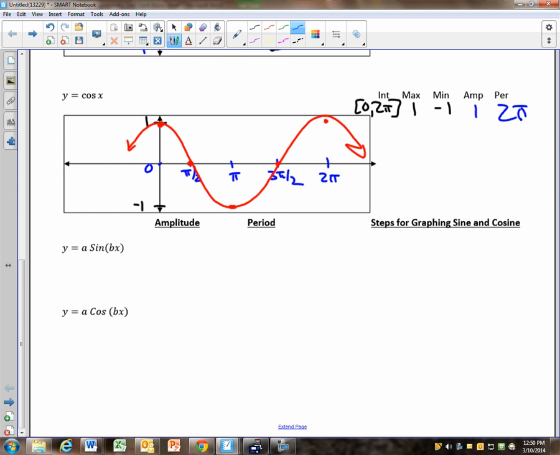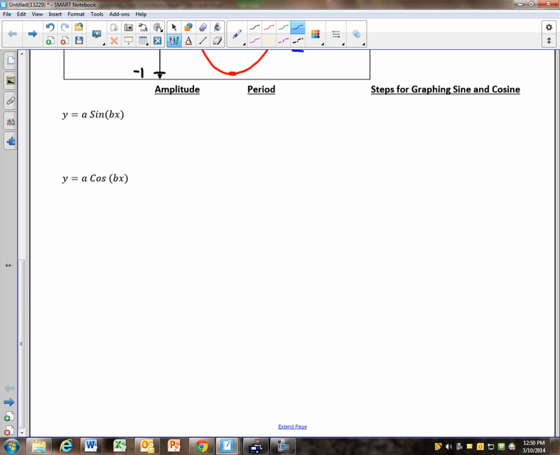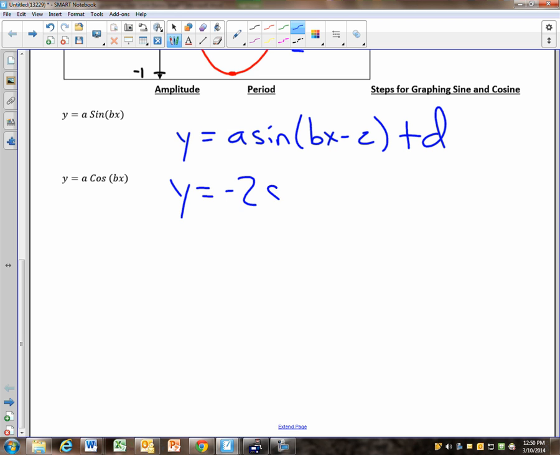We don't want to just deal with the parent functions. We want to deal with the transformations. Don't write this down, but this is what we're going to do. We are going to graph y equals a sine of bx minus c plus d. Or say y equals -2 sine of 4x minus pi over 2 plus 3.